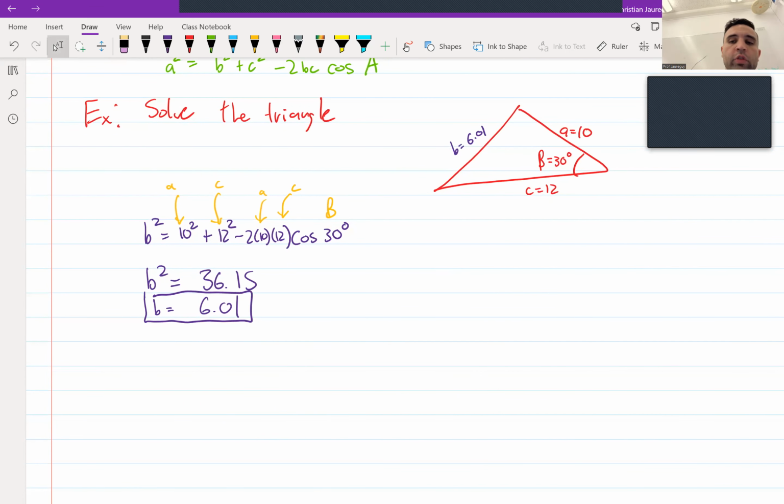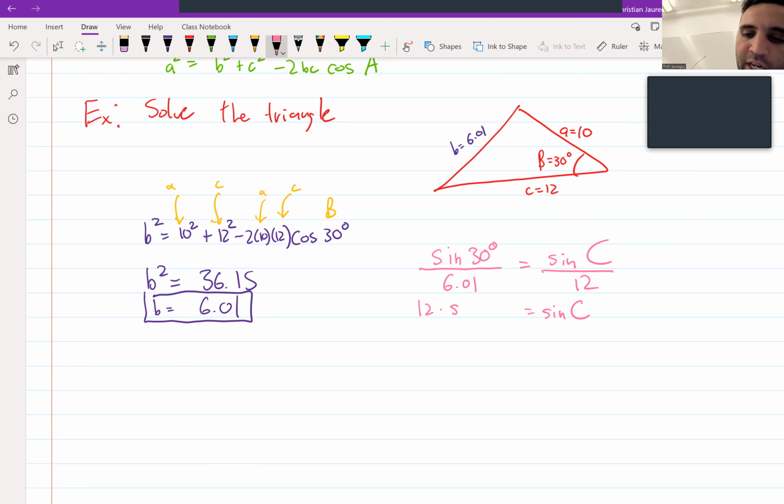But now I'm free to use law of sines. And law of sines is a little bit easier, so we just use that. Could I use law of cosines again? Of course. But there's no need to. So sine of b, 30 degrees, over 6.01 equals sine of big C over 12. Sine of big C equals 12 times sine of 30 degrees over 6.01.